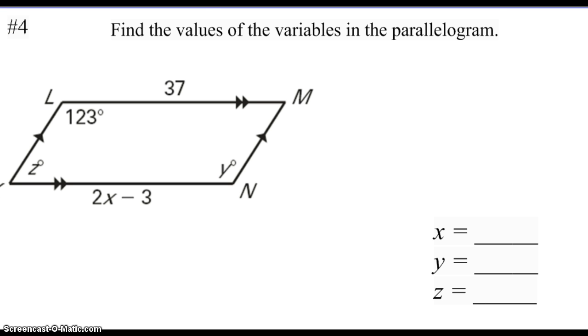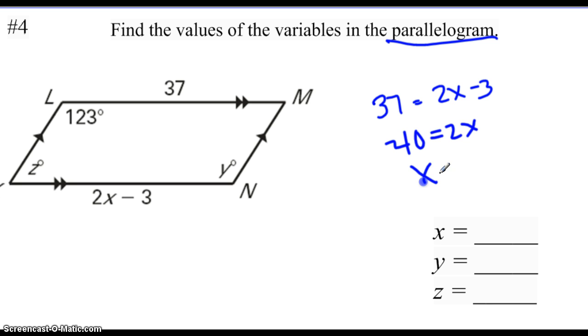Example 4, I definitely want you to try to pause the video. Again, it's a parallelogram. You would also know it's a parallelogram because of these parallel symbols. But besides that, I have sides and I have angles, so please take a second and try to figure these out. So I'm going to start with the sides first. It doesn't matter if you did sides or angles, but since these are opposite each other, they have to be equal. So it's 40 equals 2x, and x has to be 20.